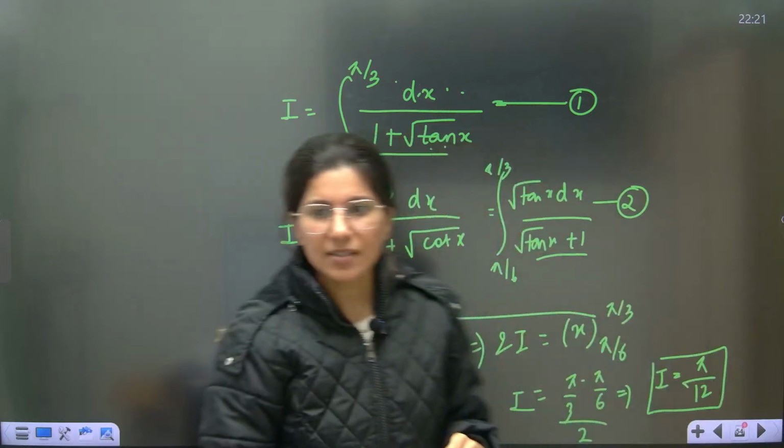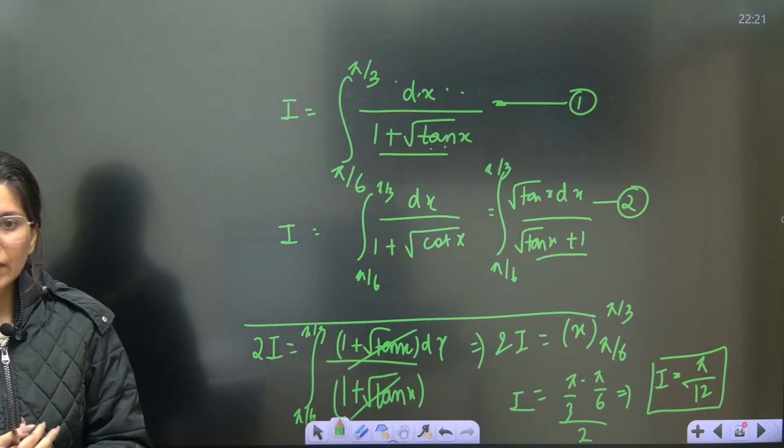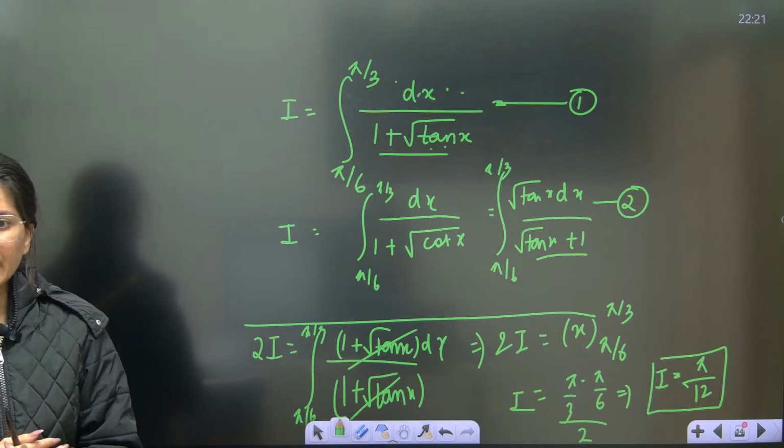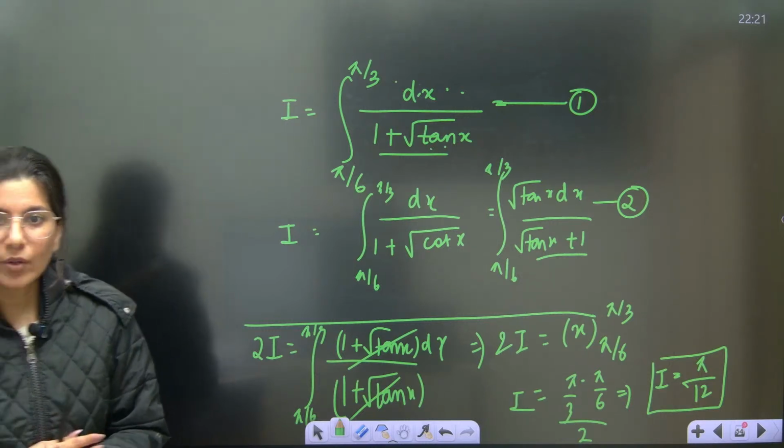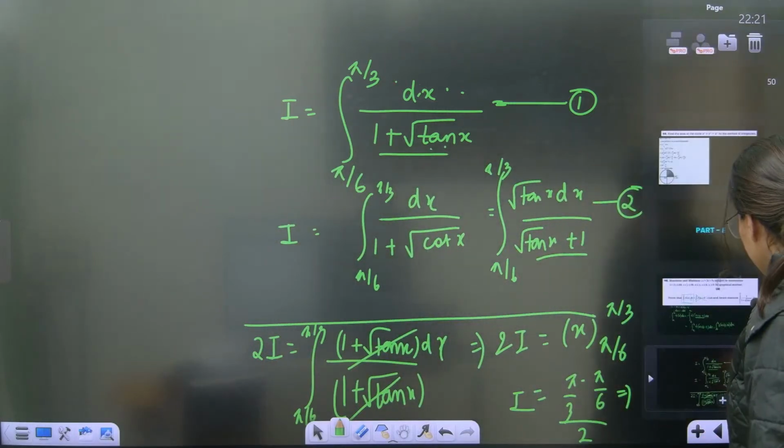Okay, 60 minus 30, 30. 30 by 2 is pi by 12, that is 15 degrees. Okay, are you getting it? Are you understanding it? Okay.